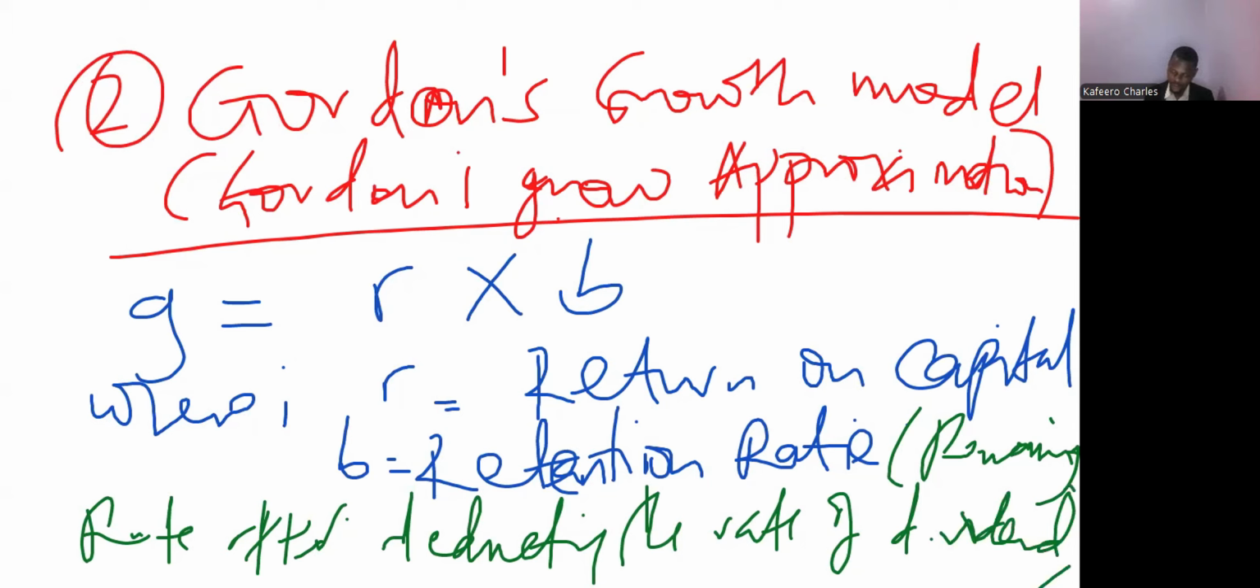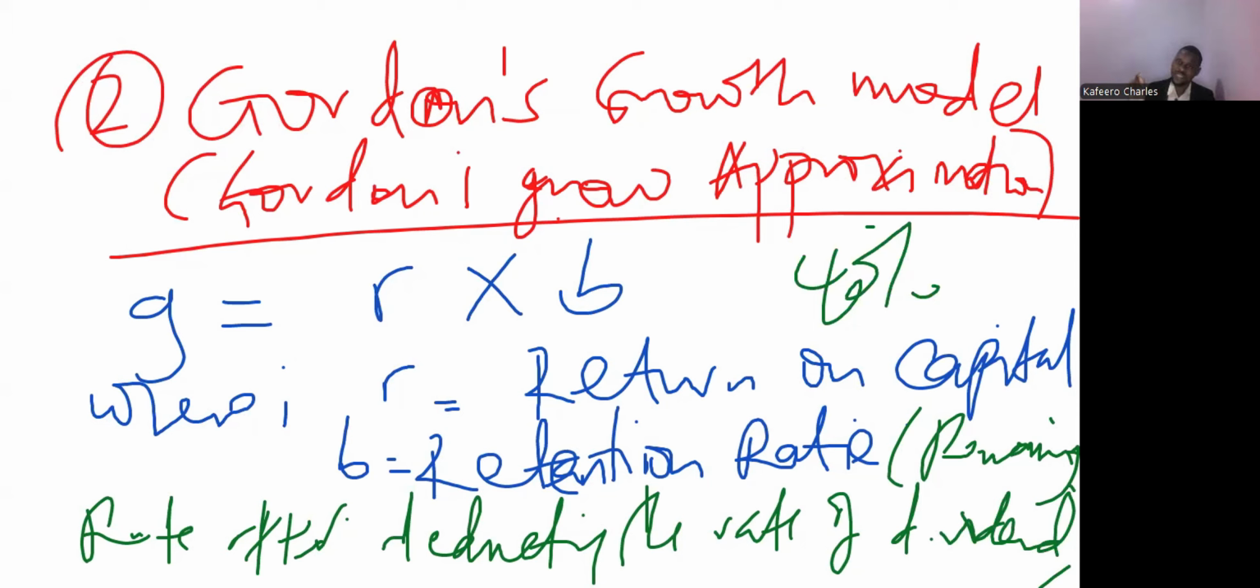For example, if we are saying that we can pay 40% of our profit after tax, then what has been retained is the 60%. So it will be 100 minus the 40%, which gives you the 60%. That is the retained that we are talking about. So you get the retained profit after tax, then you multiply by the required rate of return. That will give you the growth in dividend.